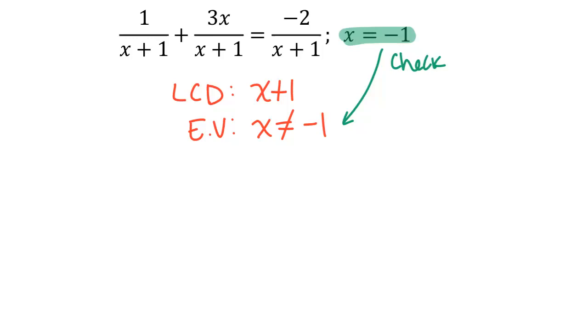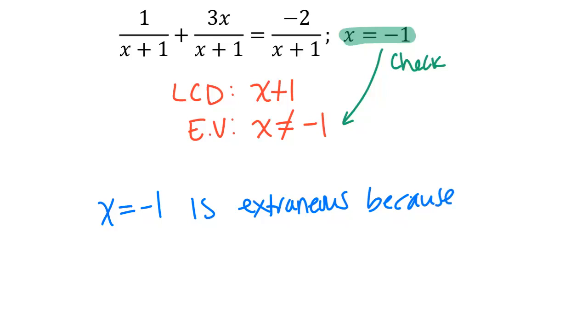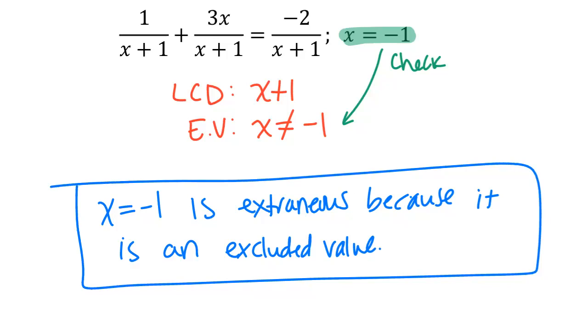Okay. Your solution, you should have said x equals negative 1 is extraneous because it is an excluded value. That should have been your conclusion, that it's extraneous because you have an excluded value. And that's all you had to do. You didn't have to go try to solve it. It was just, is it valid or not?